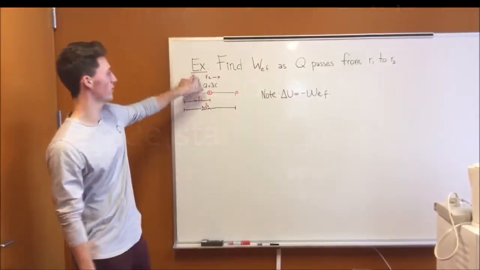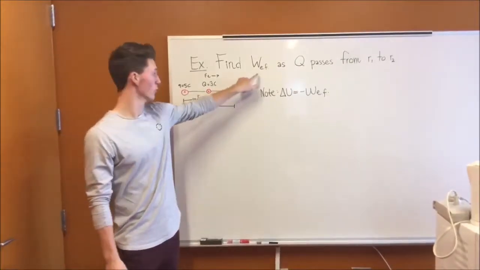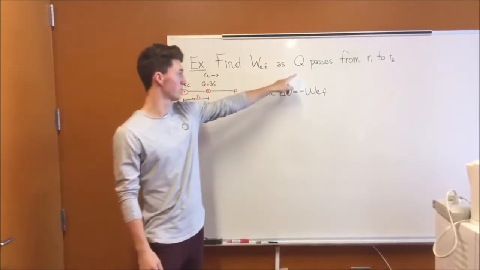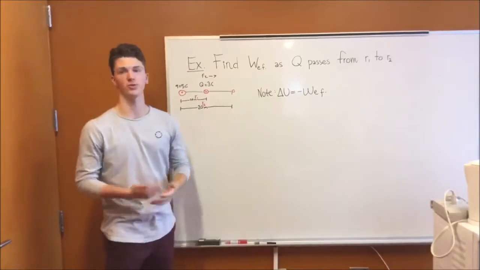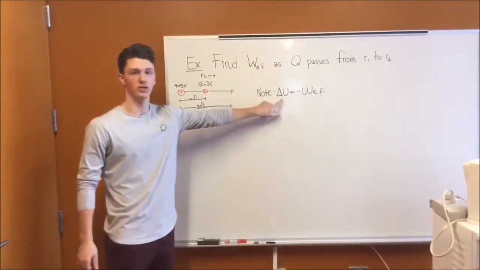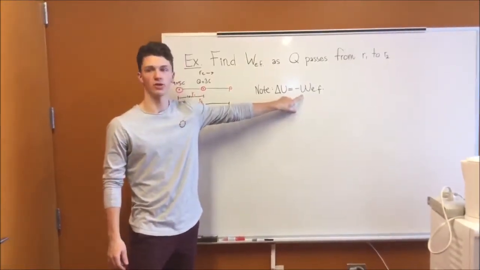Okay, so the quick example that we have for you guys is that we want you to find the work done by the electric field as big Q passes from R1 to point P. Please note that when you're doing this question that the change in potential energy equals the negative work done by the electric field.